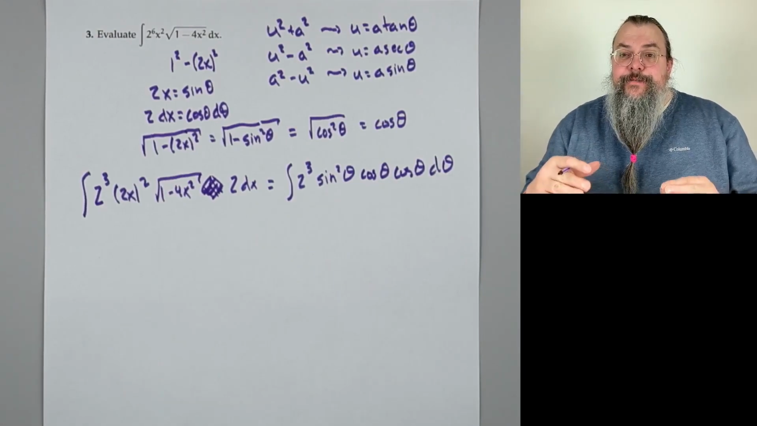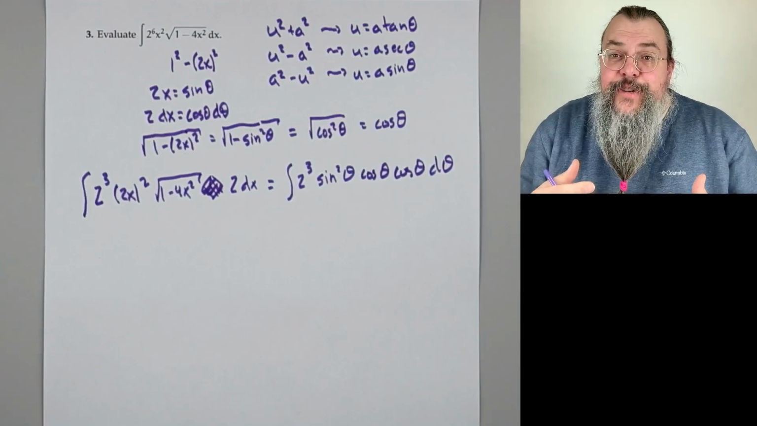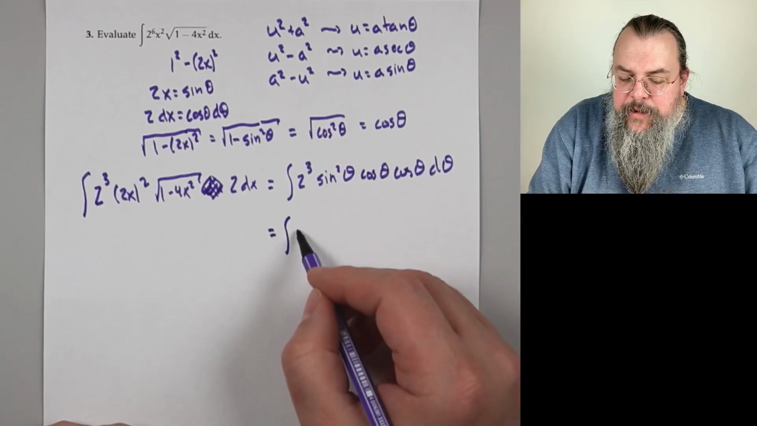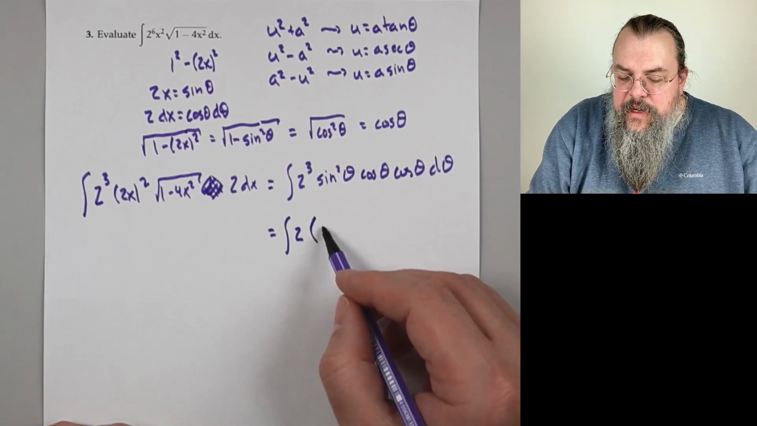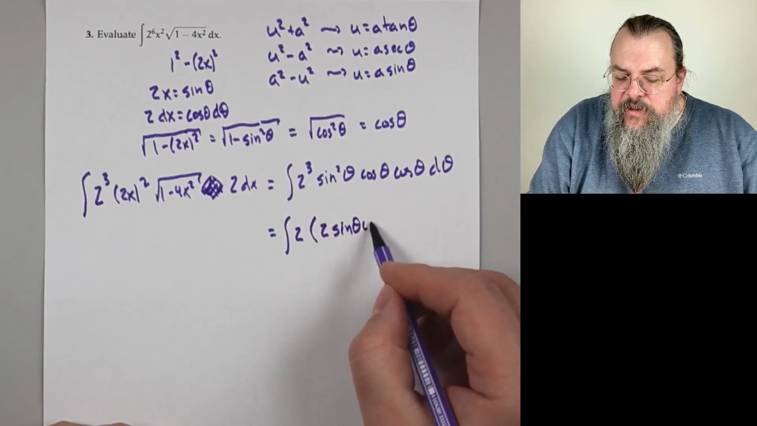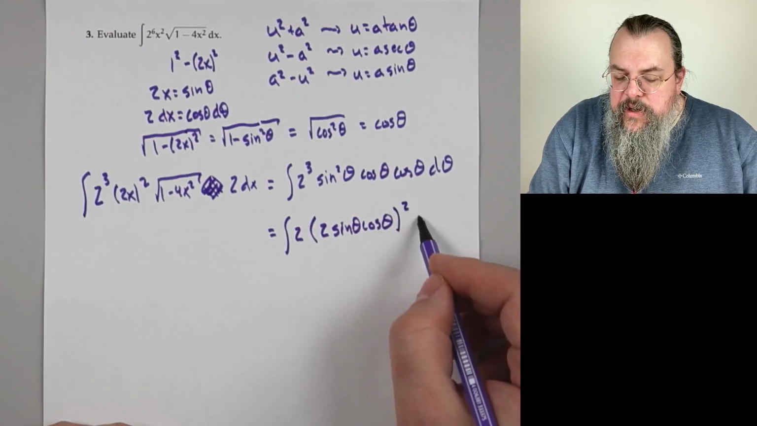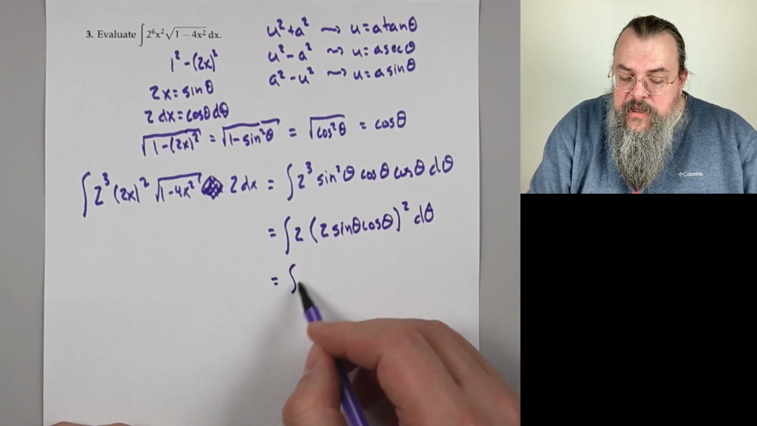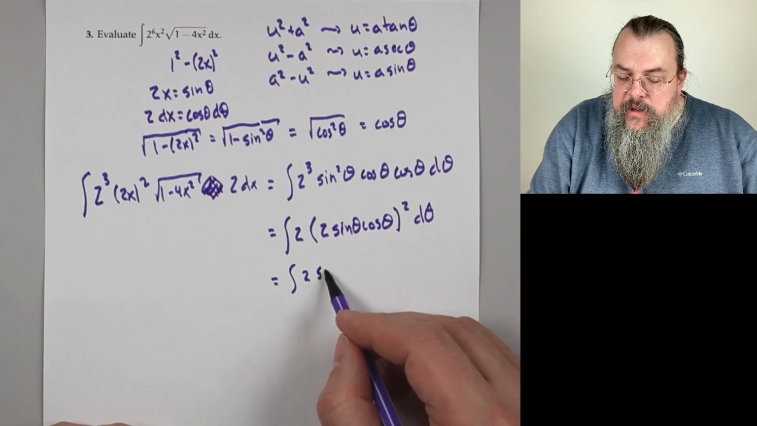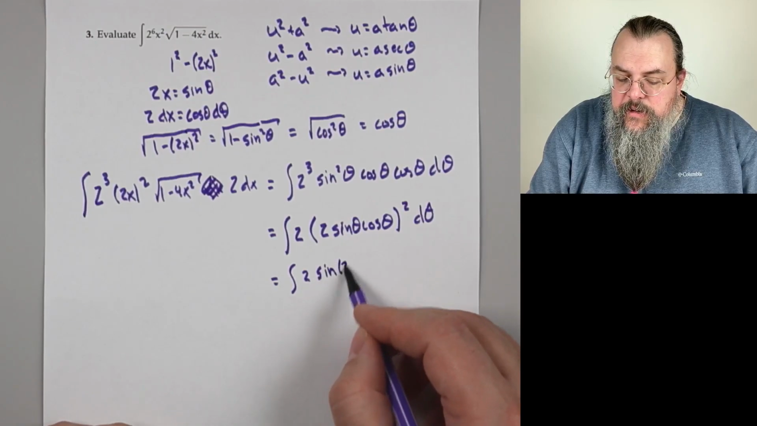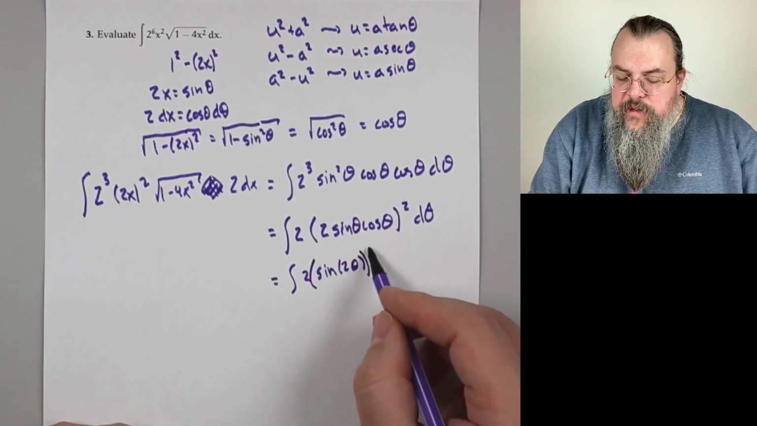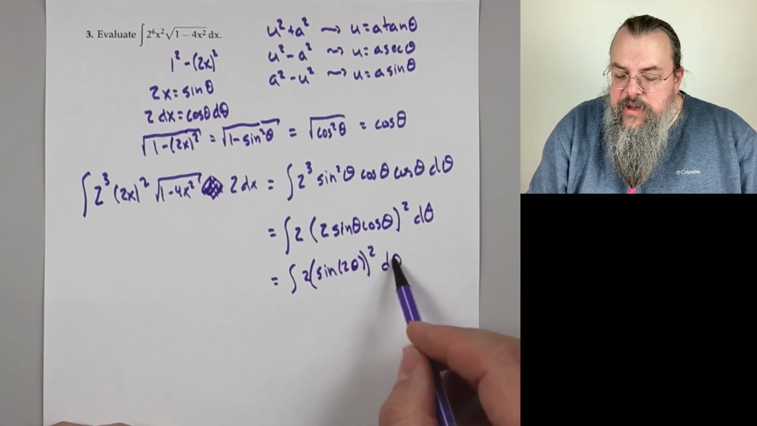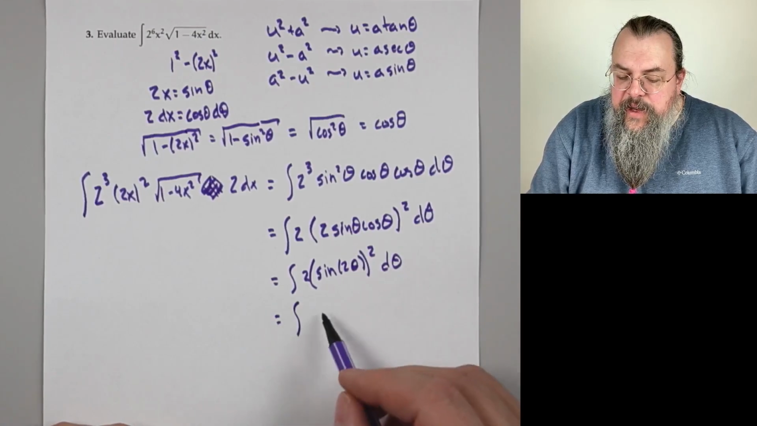This is now a trig integral, and essentially we're into power reduction mode. This is the same as, I'm going to have a single 2, and then I'll think of it as 2 sine theta cosine theta squared d theta. We'll go ahead and write it this way: sine of 2 theta quantity squared. Because 2 sine theta cosine theta is sine 2 theta. Well, how do we rewrite that?